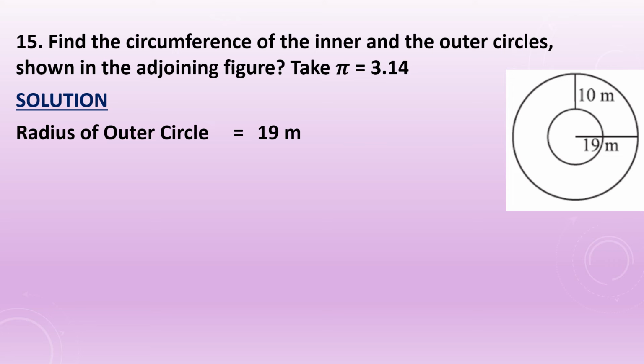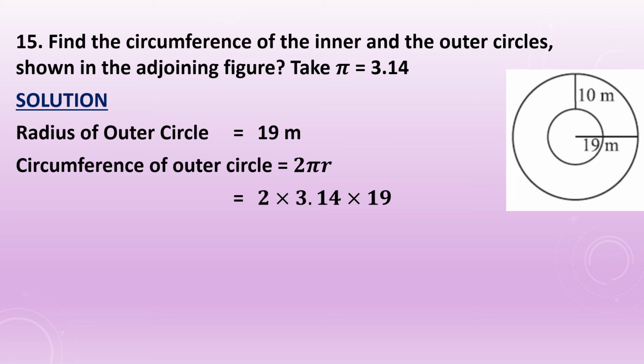Yes. What is the formula of circumference of a circle when radius is given? Yes, 2 pi r. Substitute the value 2 into 3.14 into 19, which gives 119.32 meter. Now we can find the circumference of the inner circle, that is the smaller circle.